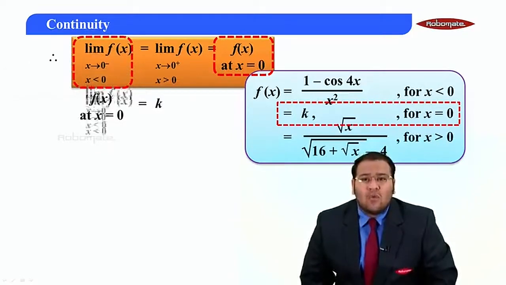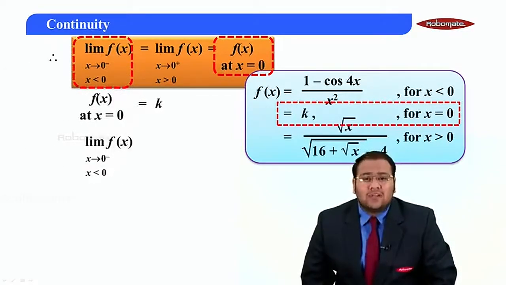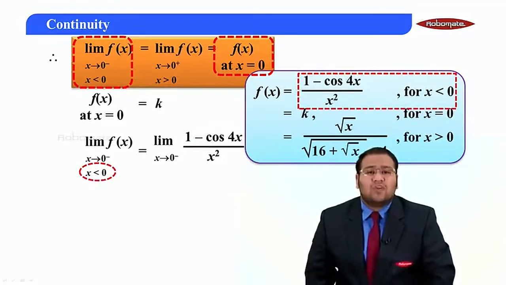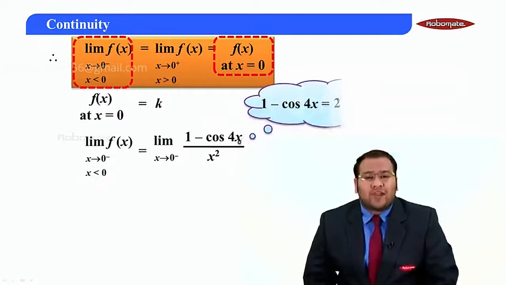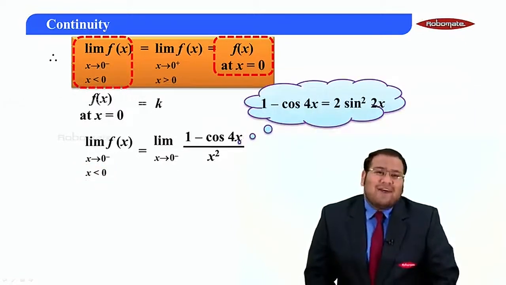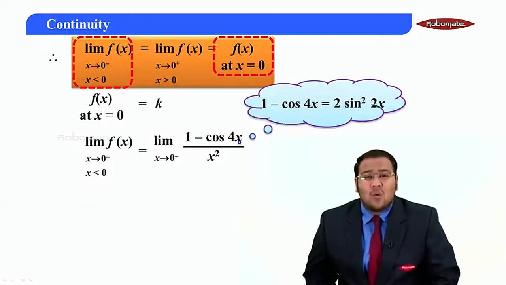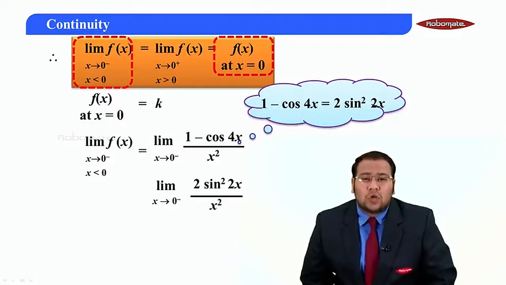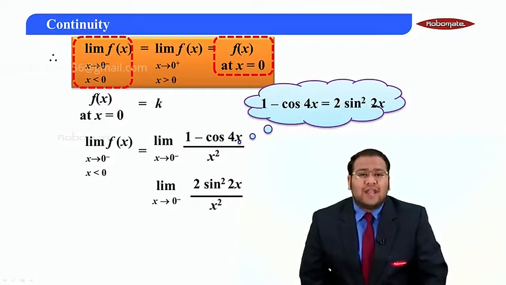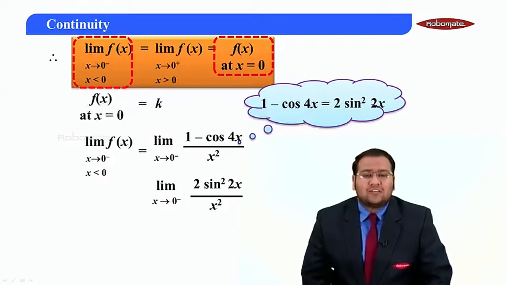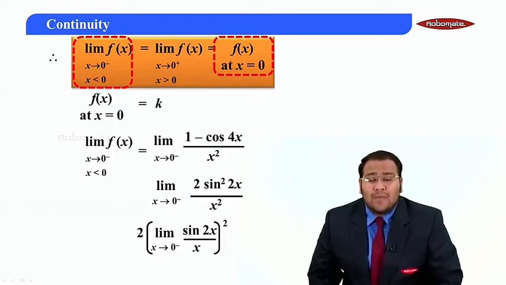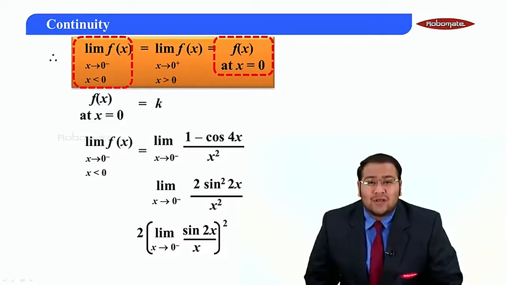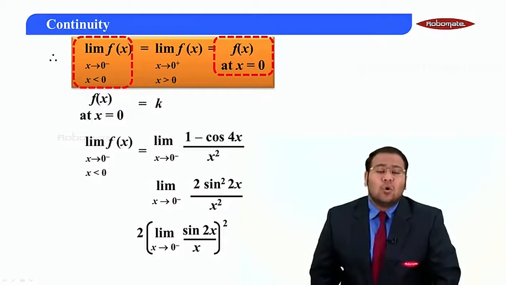So for solving, we consider the left hand side, that is limit f of x as x is tending towards 0 minus. So the equation would be 1 minus cos 4x upon x square. We know the half angle formulae as we have solved earlier. 1 minus cos 4x would be 2 sine square 2x. So limit x tending towards 0 minus 2 into sine square 2x upon x square. It would be 2 into limit x tending towards 0 minus, sine 2x upon x the whole square.